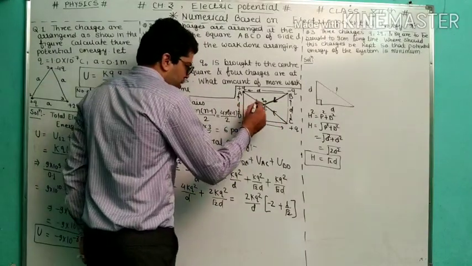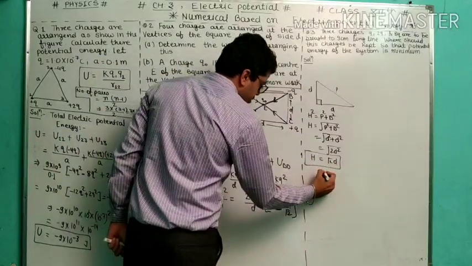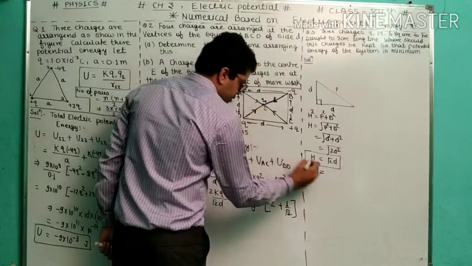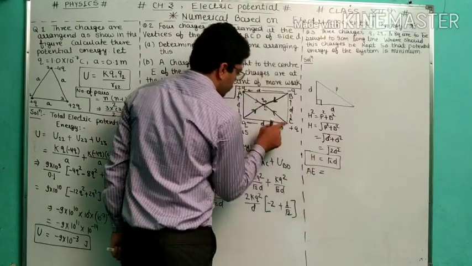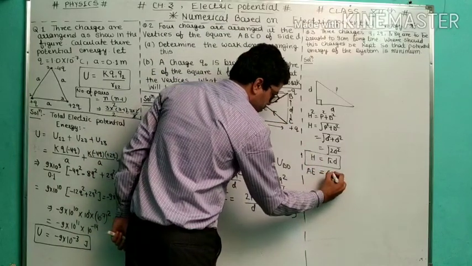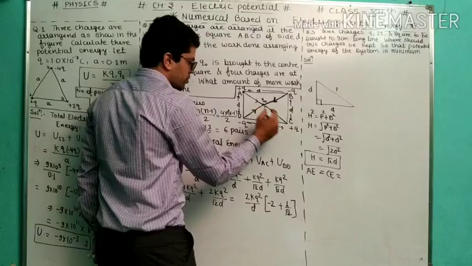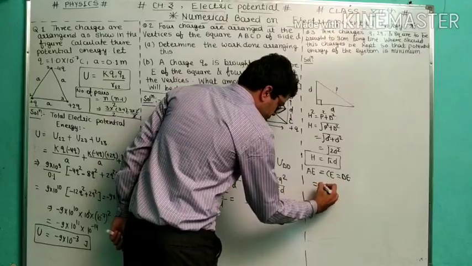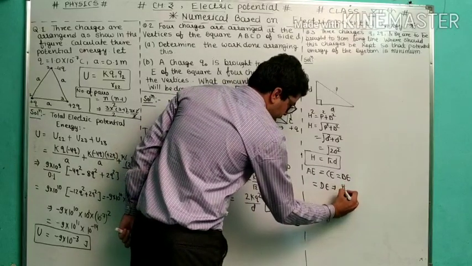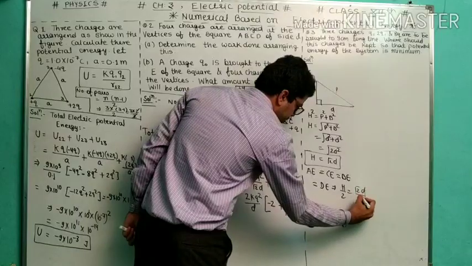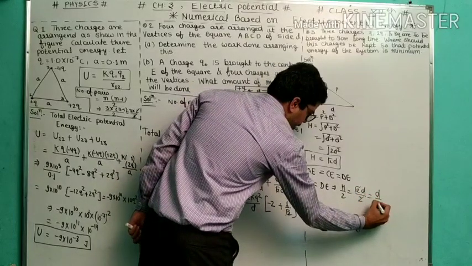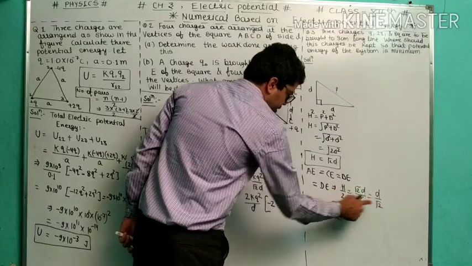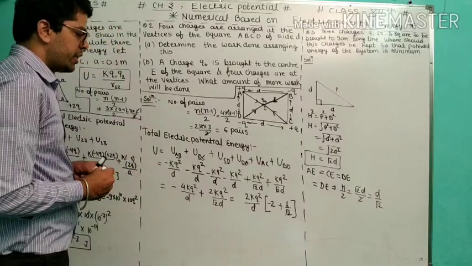So you know the total distance is root 2 into d, and we take half of this. So distance AE is equal to CE, and also equal to BE, and also equal to DE, but it is half of the hypotenuse. So root 2 d divided by 2 is d by root 2, because root 2 into root 2, one root 2 is cancelled, another root 2 is remaining. So we got the distance also here.